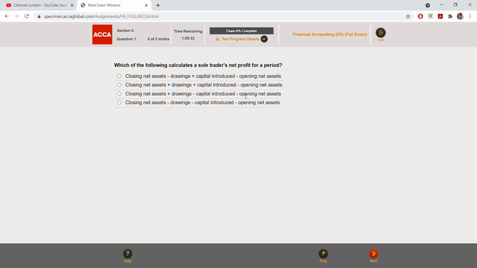Okay, so the correct answer is closing net assets plus drawings minus capital introduced minus opening net assets is the net profit. So only the drawings is added, the rest are all deducted. Next, which of the following explains the imprest system of operating petty cash? The correct answer is the exact amount of expenditure is reimbursed at intervals to maintain a fixed float.